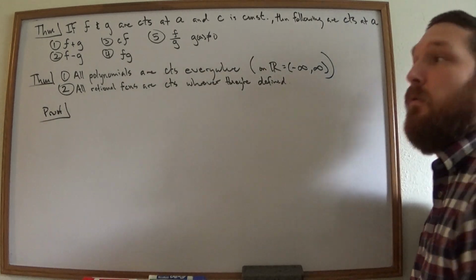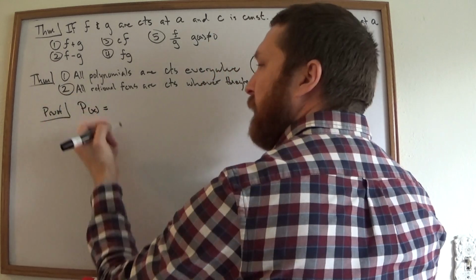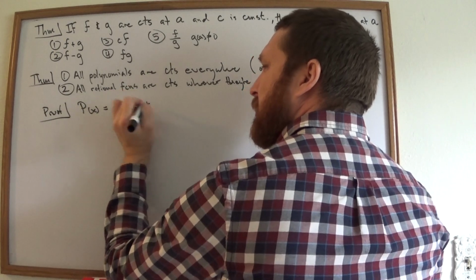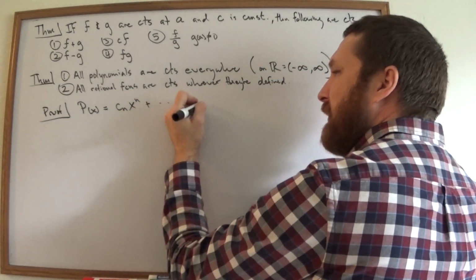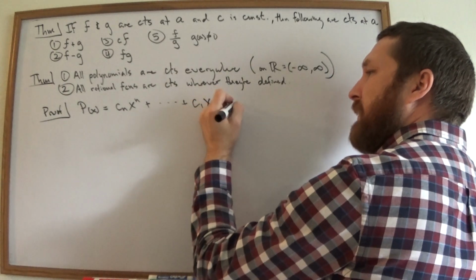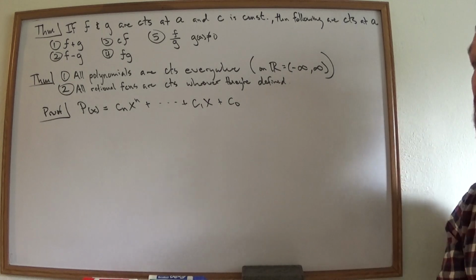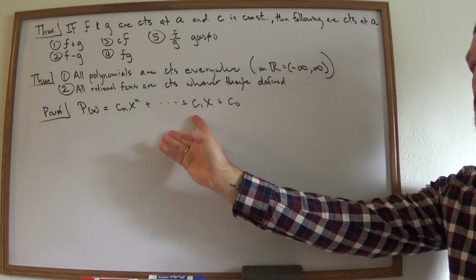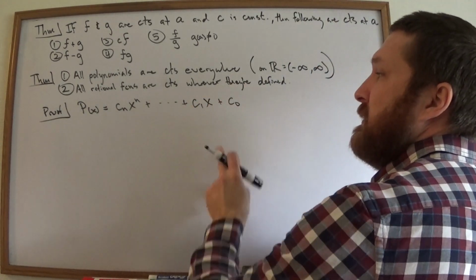Proof. Give me any polynomial. Every polynomial can be written like this: some constant times x to the n, plus some more terms, all the way down to some other constant times x to the 1, plus some other constant. Every single polynomial can be written like that, right? You give me any polynomial in the world, it looks like that. Okay, so now I claim that it's continuous everywhere.